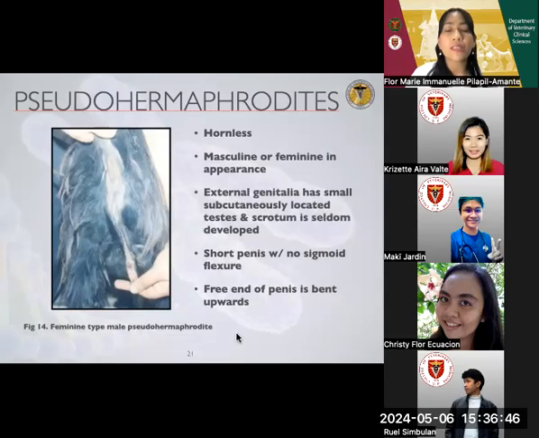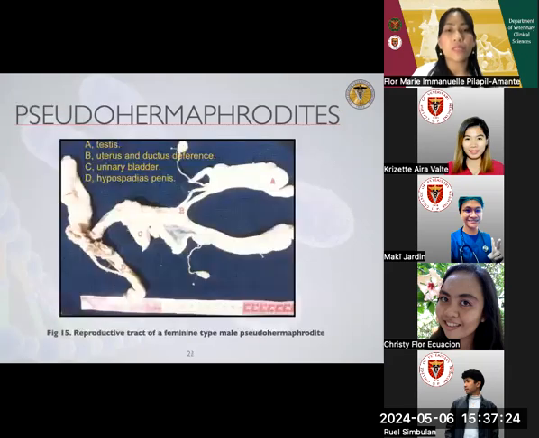Okay. For goats, we see a lot of pseudohermaphrodites. They are polled. They could either be male or feminine in appearance, and the external genitalia is more like this. See the one where I'm pointing, we have a very small vulva, okay, and the testicles cannot really be seen outside because they are inside. And if it is a male pseudohermaphrodite, the penis is not entirely developed, so it will be short and it may be bent upwards, okay? So it's really not meant for breeding.